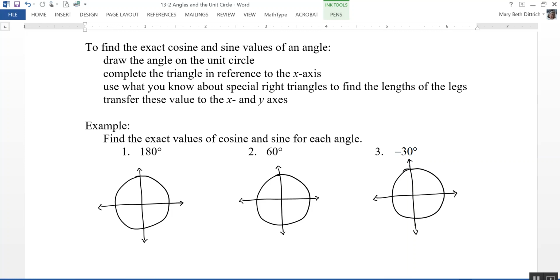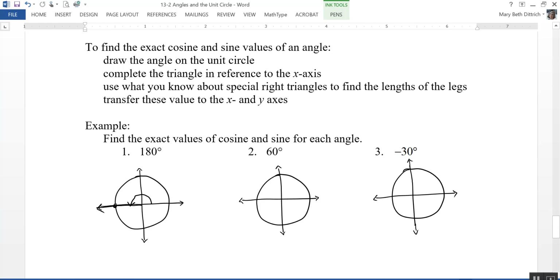Find the exact values of cosine and sine for each angle. And the first one we're looking at is a 180-degree angle. Well, that's going to be pretty straightforward. A 180-degree angle goes up to 90 and down to 180 and stops right there. So that angle would basically be this part of the y-axis.